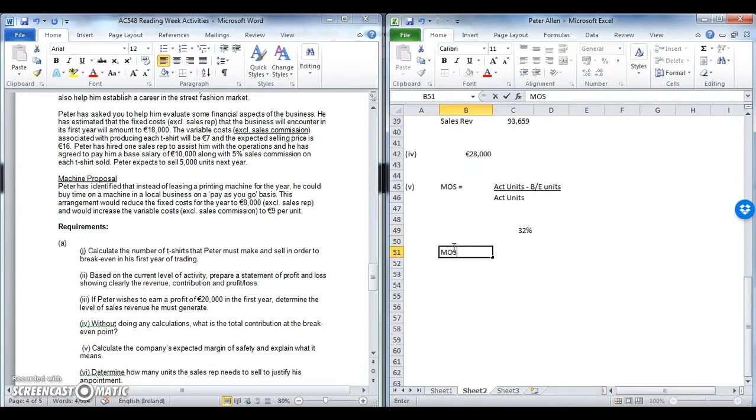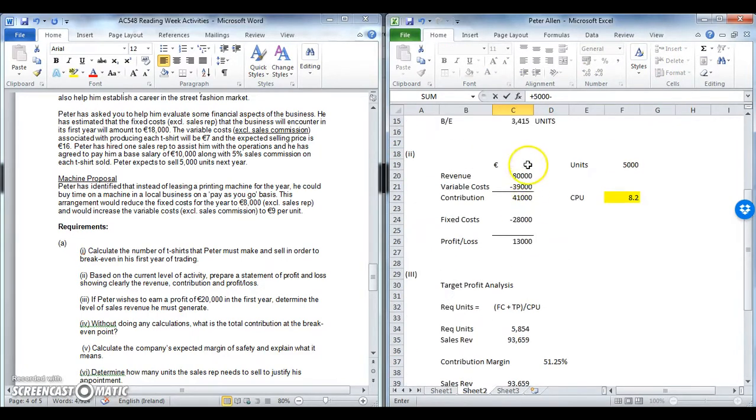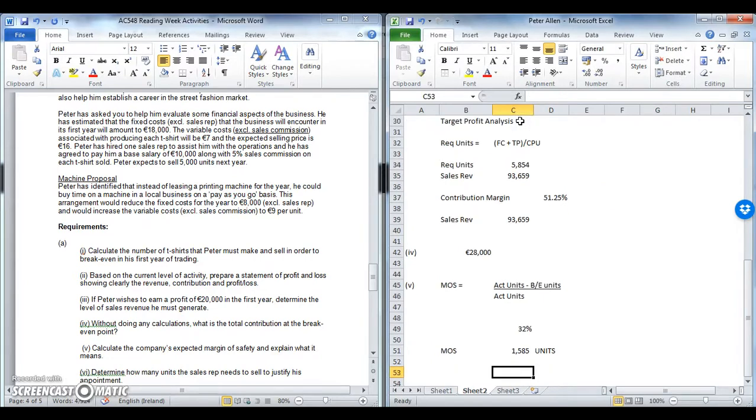So the margin of safety in units is 5,000 minus the break-even point. So the margin of safety, i.e. sales can fall by 1,500 units before you break even. Alternatively, sales can fall by 32%, just looking in relative terms, before the business starts to break even. So again, another useful piece of information, particularly for a manager looking at a sensitivity analysis. How far can a key variable move before we break even?